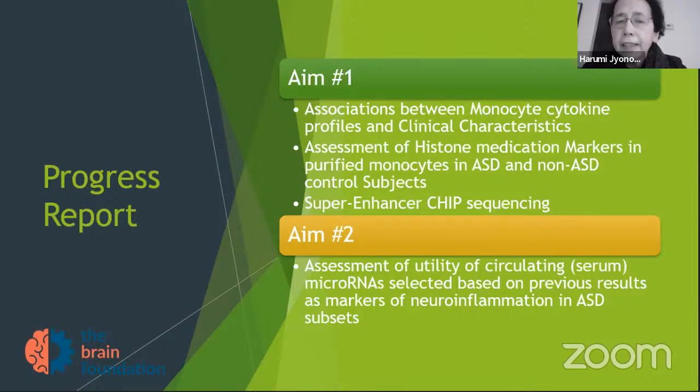Then in selected patients, we are going to do super enhancer ChIP sequencing. Which target to use for the super enhancer ChIP sequencing, we will decide based on the expression of the histone modification markers. Then aim two is more likely a quick assessment of serum markers, which can be used for screening of those changes.